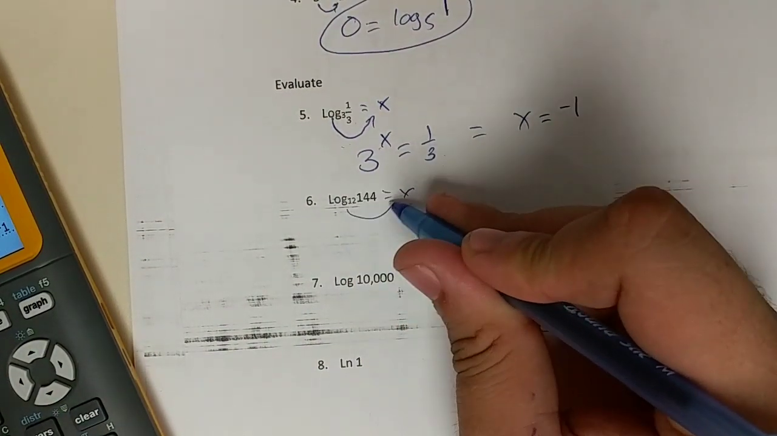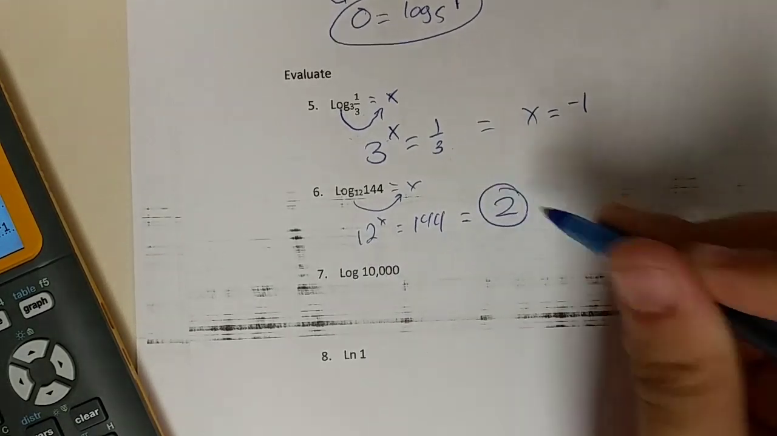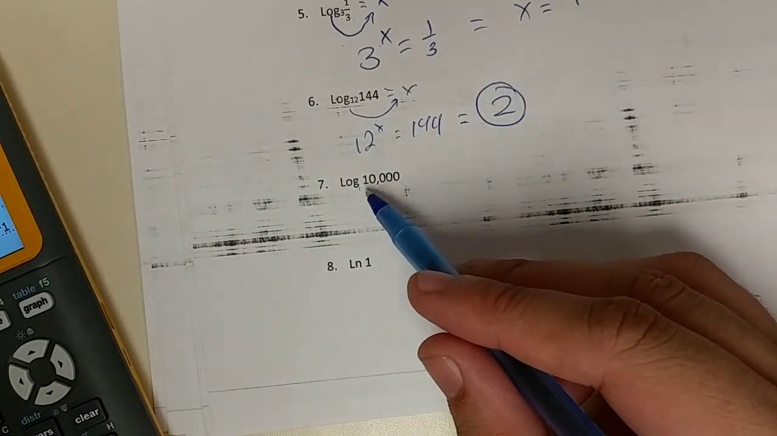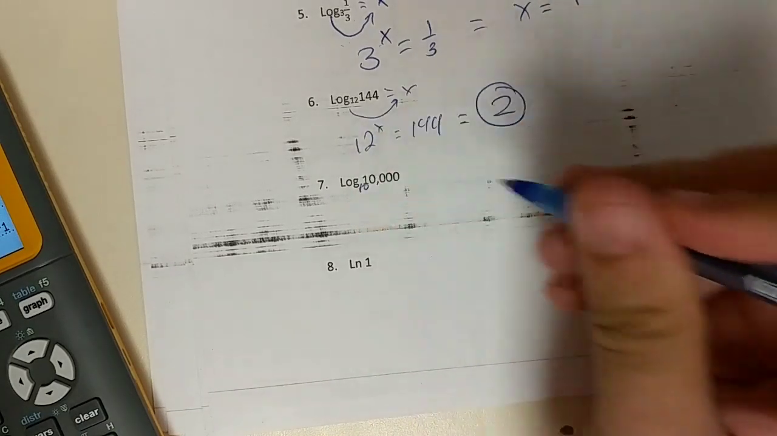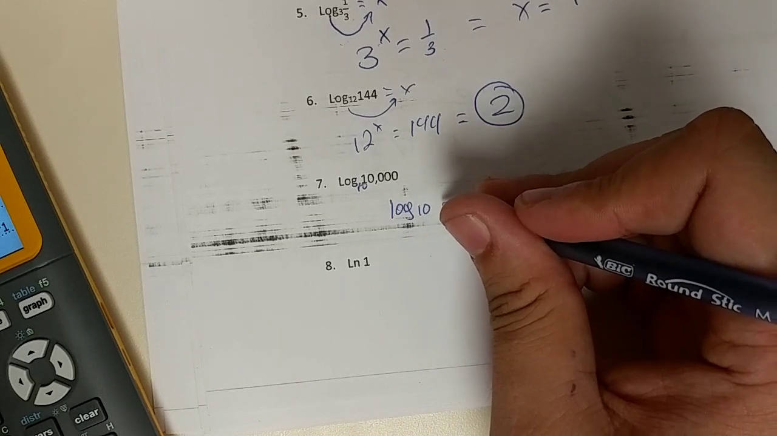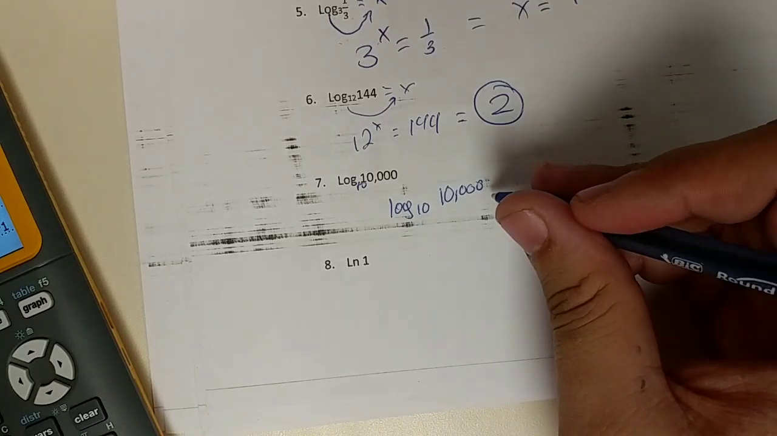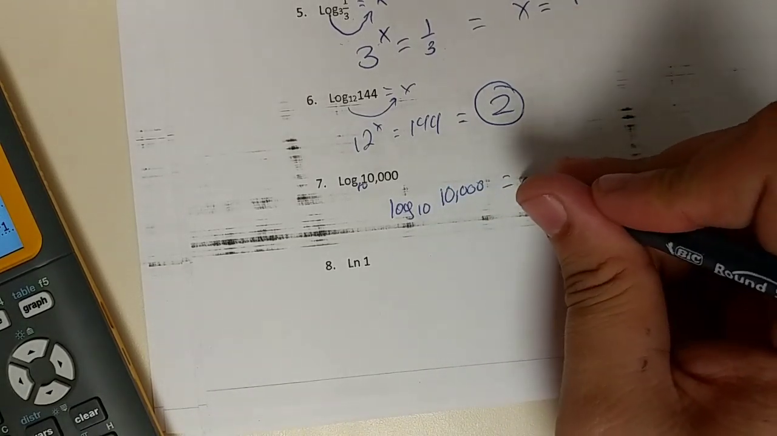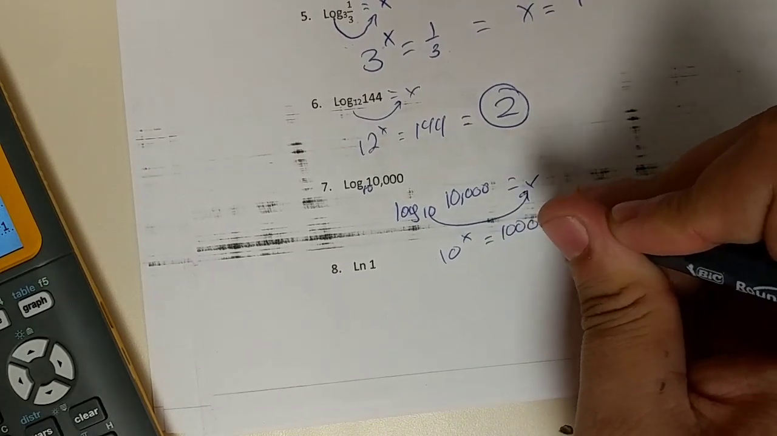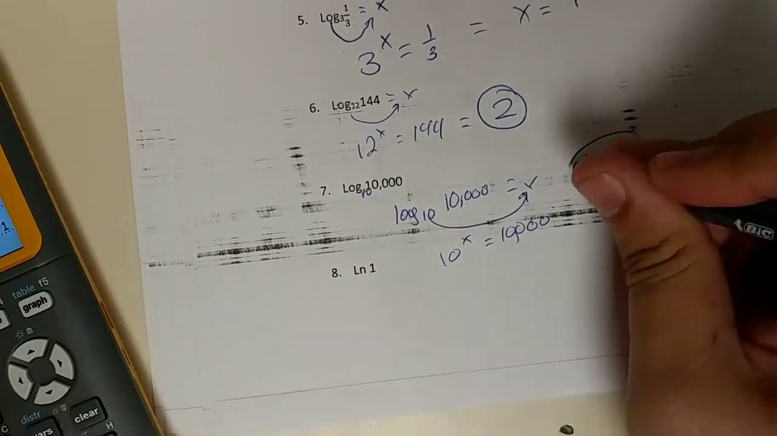Equals x, so bring it over. So 12 to the x power equals 144. I can even see that x equals 2. Log 1000. If you don't see a base on the log, you have to assume it's 10. So log base 10 of 10,000, 1, 2, 3, 4, 10,000, yeah, equals x. Bring that over. So 10 to the x equals 10,000. That's 1, 2, 3, 4 zeros. So that's 10 to the 4th power. So x equals 4 on this one.